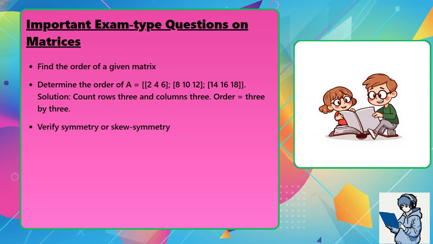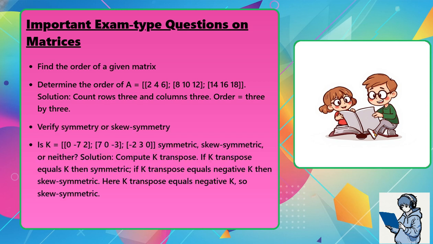Verify symmetry or skew symmetry. Is K equals a 3 by 3 matrix with entries 0, -7, 2, 7, 0, -3, -2, 3, 0 symmetric, skew symmetric, or neither? Compute K transpose. If K transpose equals K, then symmetric. If K transpose equals -K, then skew symmetric. Here K transpose equals -K, so skew symmetric.